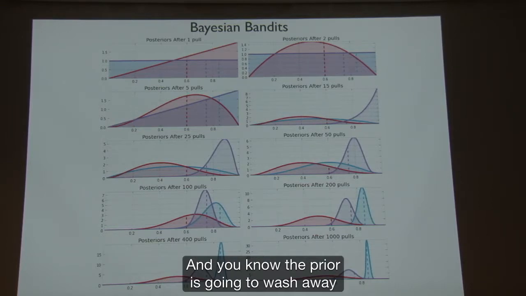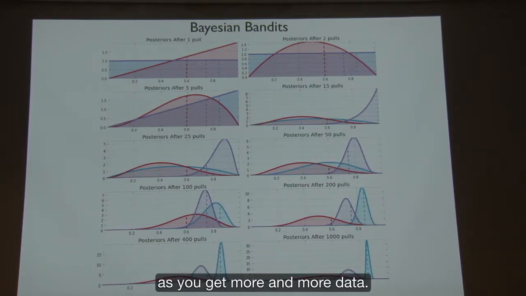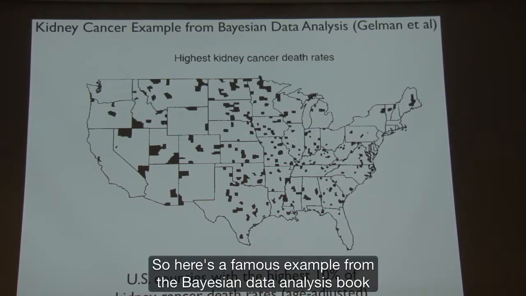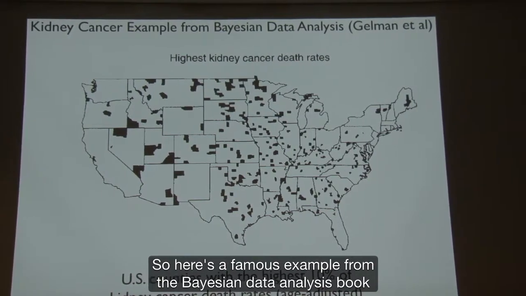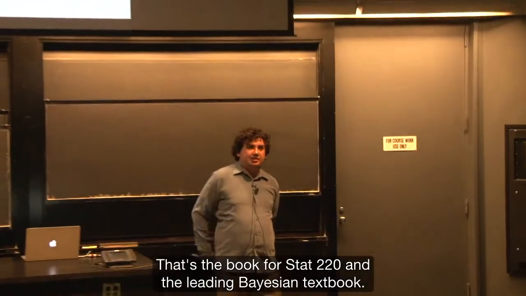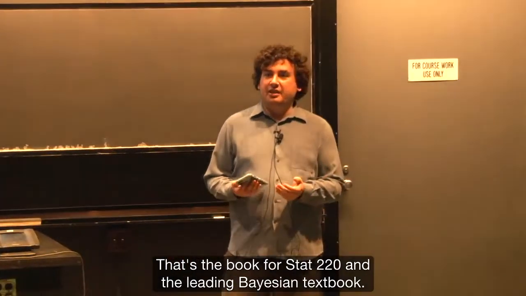And the prior is going to wash away as you get more and more data. Okay. So here's a famous example from the Bayesian data analysis book that I mentioned in the last lecture. That's the book for Stat 220 and the leading Bayesian textbook.